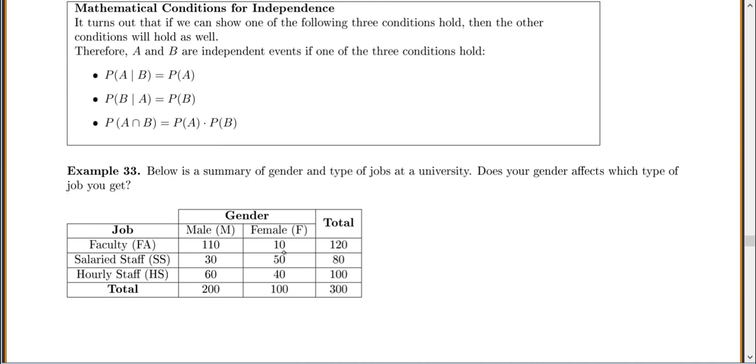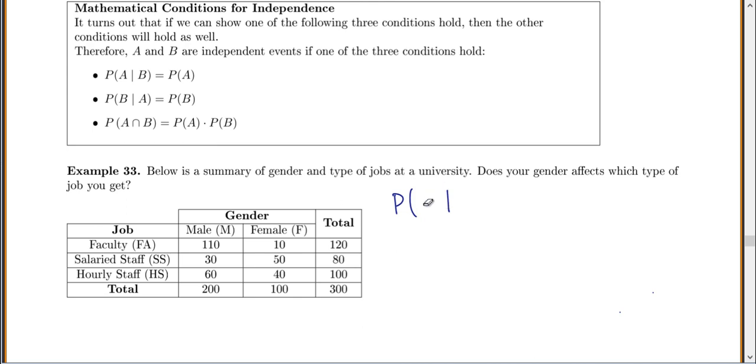Let's use that in this example. So below we have a summary of gender and types of jobs at a certain university. We want to know, does your gender affect which type of job you get? So we're asking, are they independent? Okay. Again, I can check any of those conditions. Let's just pick one. So let's say, is the probability of what job you get dependent on your gender?